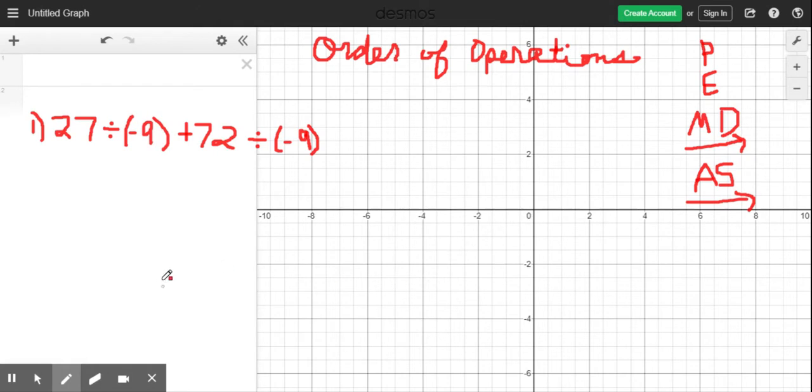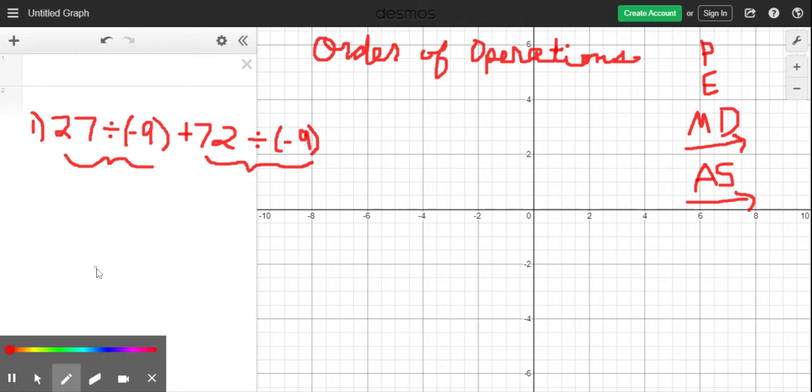So if we look at this problem, there's no parentheses that we need to simplify within the parentheses. There's no exponents. So now we'll look at our multiplying and dividing going left to right. Left to right, there's a division right off the bat. Then there's an addition, and then there's another division. So by order of operations, we have to do those divisions first, and then we'll do our adding.